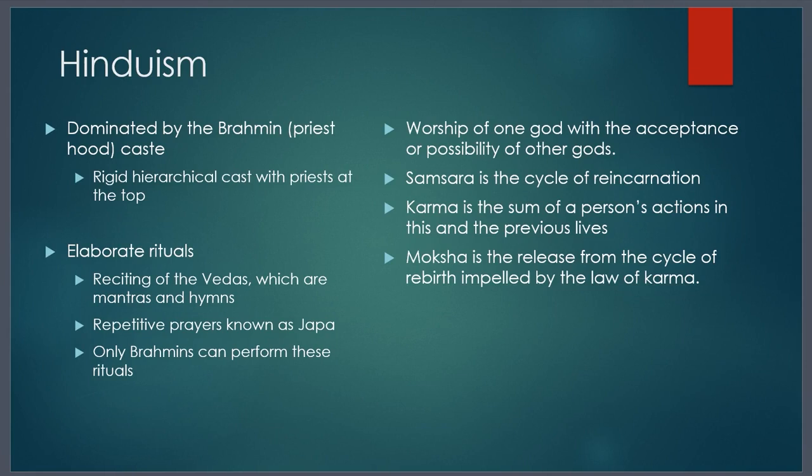So they're kind of like at the upper part of this caste food chain. It's very rigid, and priests are always going to be at the top, and then everyone kind of follows below. Elaborate rituals, reciting of the Vedas, which are mantras and hymns, repetitive prayers known as japa. Only the Brahmins can perform these rituals, so they are of a very high status in society. So religion isn't necessarily accessible by everybody.